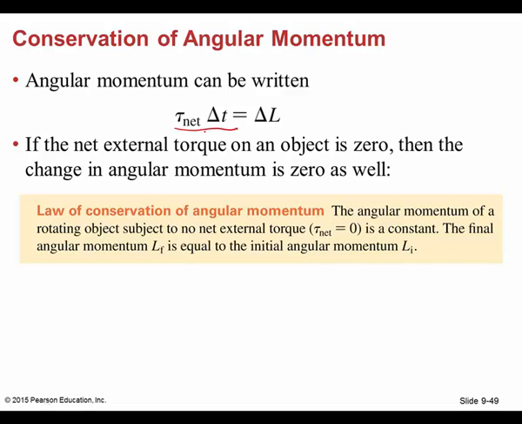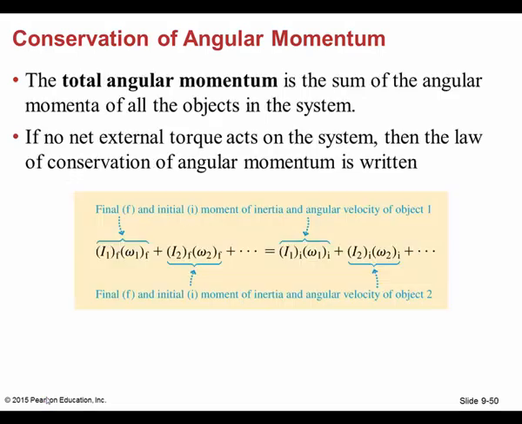So if there's no net torque, then there's no change in angular momentum. So we can write the law of conservation of angular momentum: the angular momentum of a rotating object subject to no external torque is constant. The final angular momentum is equal to the initial angular momentum. So if there's no net torque, just like if there's no net force, momentum is conserved. If there's no net torque, angular momentum is conserved, okay?